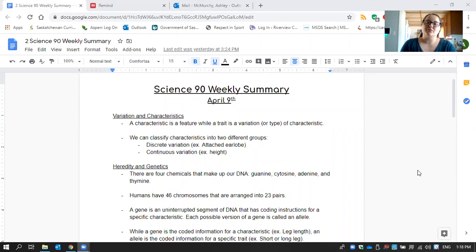Whereas a continuous variation means that you could have a variety of different types, for example the height of humans, or if you were to measure your foot length. The shoe size would be discrete because you can only have a certain shoe size, and they can only be in half increments. But if you were to measure the foot itself, that would be a type of continuous variation, just because you could have a variety of different answers that differ even by a millimeter or a centimeter.